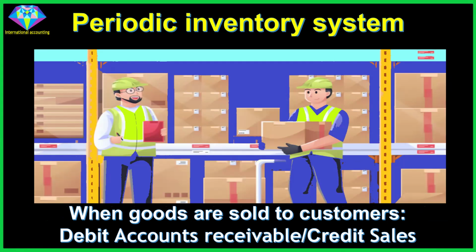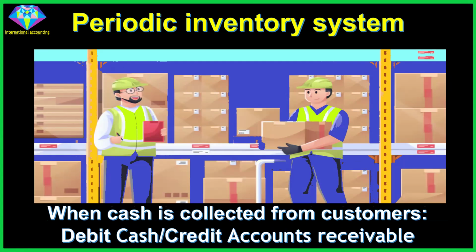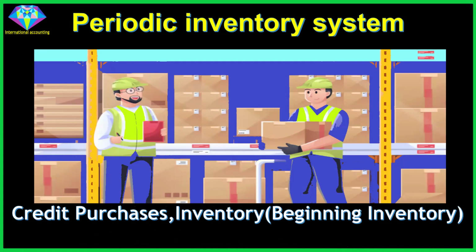When goods are sold to customers, debit accounts receivable, credit sales. When goods are returned by customers, debit sales returns, credit accounts receivable. When cash is collected from customers, debit cash, credit accounts receivable. At the end of the period, debit inventory, ending cost of goods sold. Credit purchases, inventory, beginning inventory.